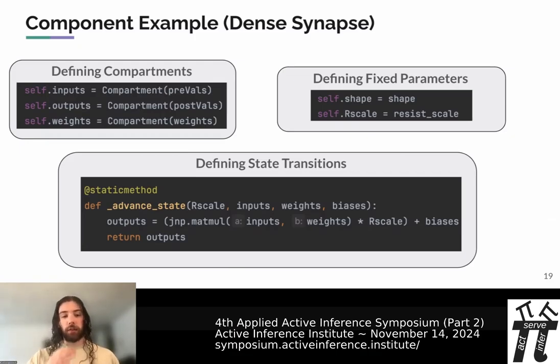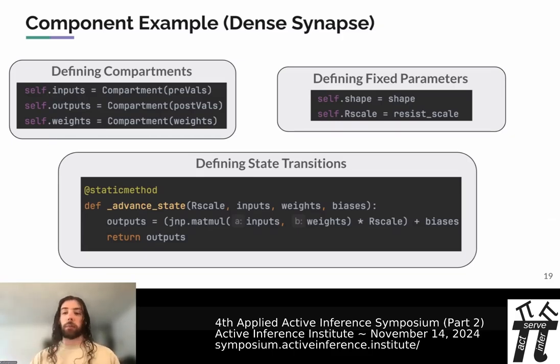Now, here we have some compartment values on the left. As you can see, defining compartments is incredibly easy. Everything right here where you see self dot is all inside of the constructor of our object. Here we have self.inputs, which is just a compartment and then some values. For us, that's the pre-vals. It's a matrix of all zeros of the correct shape. And then we have self.outputs, which is, again, another compartment defined with post-vals. And then we have our weights. Weights are just our weight matrix, which is defined previously in the function, but it is, again, simply a compartment value.